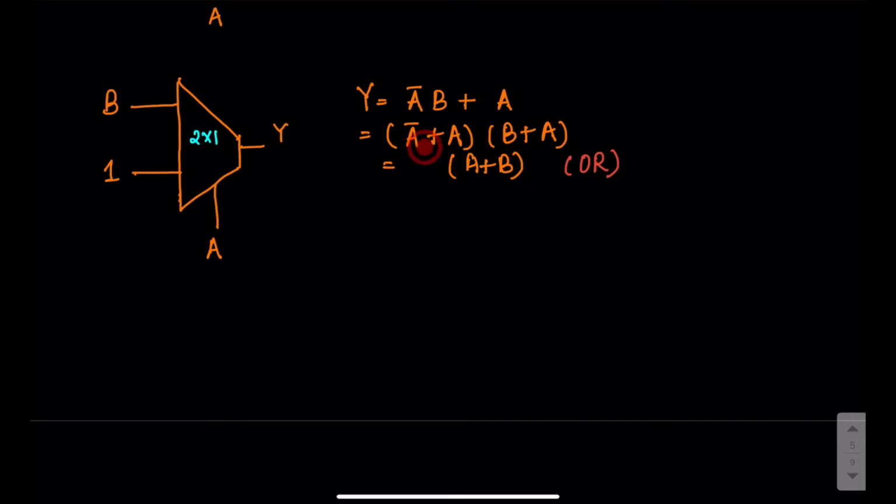Now this can be expanded as per the distribution theorem, and hence you have A bar plus A, which reduces to 1, and in the next bracket you are left with A plus B, and this is the expression for your OR gate. Let's come to the next thing.